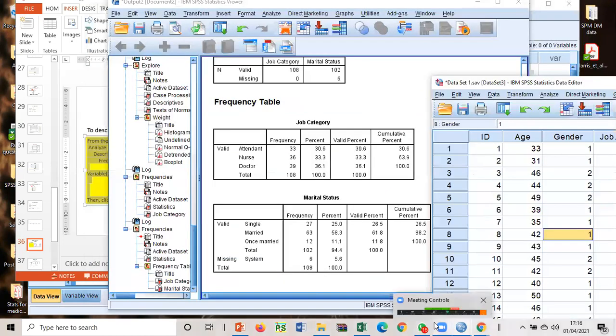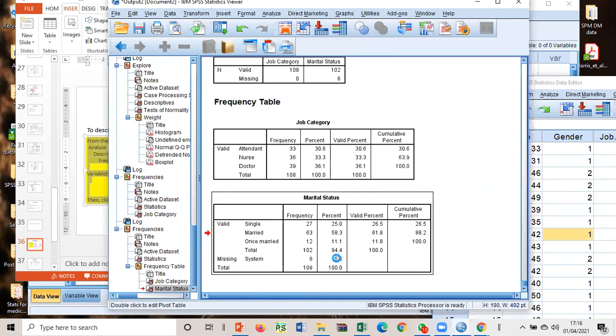So now, what do you say? Out of the 102, 8 did not disclose the marital status. Out of the 102, 26.5% are single. 61.8% are married. 7.8% are once married. This is also relevant. How many percent are missing? 5.6%. Right? Sometimes we also look at it now.